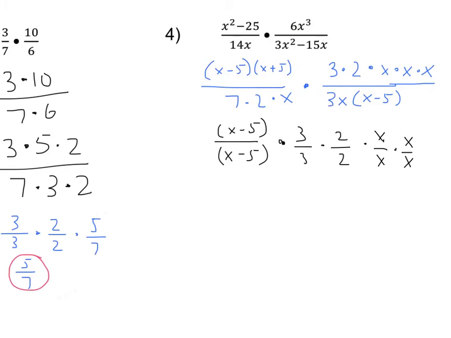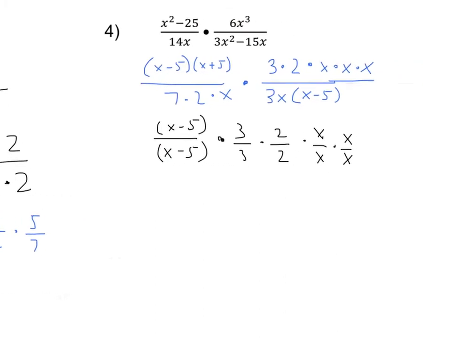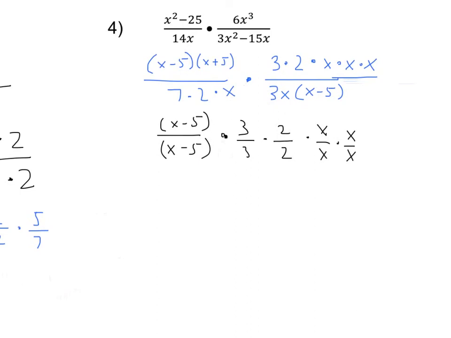All right, so what haven't I accounted for? Let me get my pen here. So I still have an x plus 5 left on top, and an x. And on the bottom, I still have a 7 left. If it helps you to keep track, you can mark off which ones you've used already.